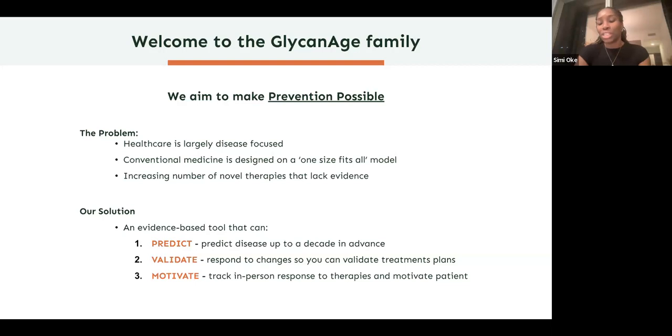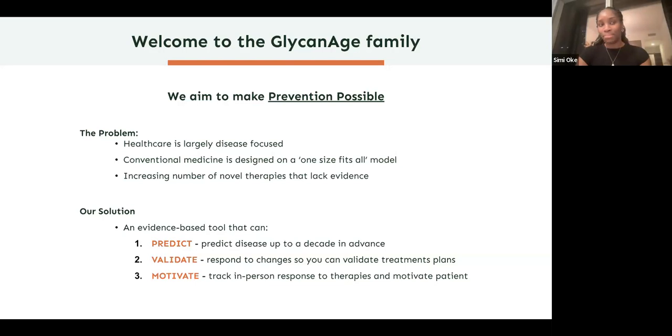GlycanAge has a solution, which is an evidence-based tool. And I think that's the most important thing. We're talking about using objective evidence to first of all predict disease up to a decade in advance, which we'll talk about in a moment, but also validate responses to changes so you can actually see if people's treatment plans are valid for them. And then, of course, motivating clients as well. I think that motivating clients section, that third one, is incredibly important, especially depending on the clientele you're working with. If you are dealing with clients who are quite well, who want to be better and optimize their life, having a way to track that improvement can be really, really helpful.